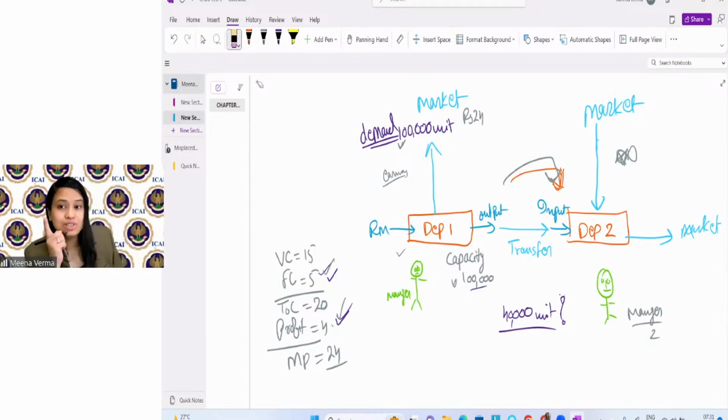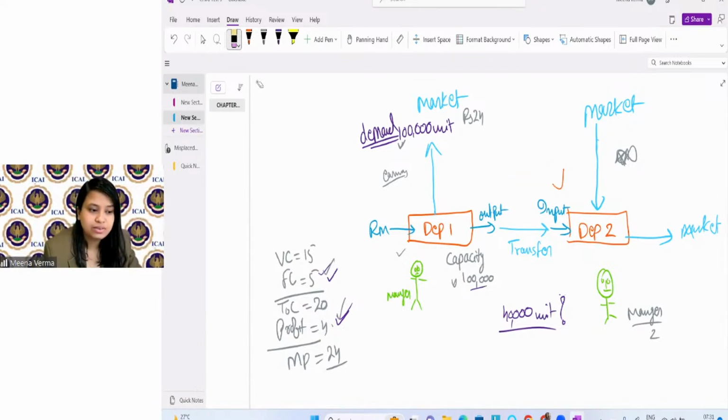The manager of department 2 will say, if you will not transfer the goods, I will complain to the CEO or the managing director of the company. If you will not transfer the goods to me, he will complain to upper authority. He will complain to the managing director or the CEO of the company. He will complain, right? So the point is that he will complain. So for that reason, what happened?